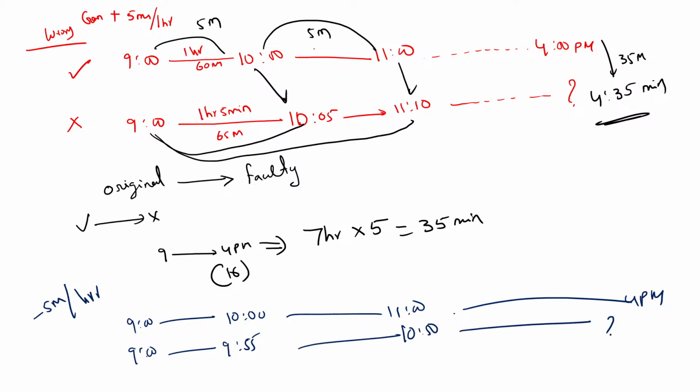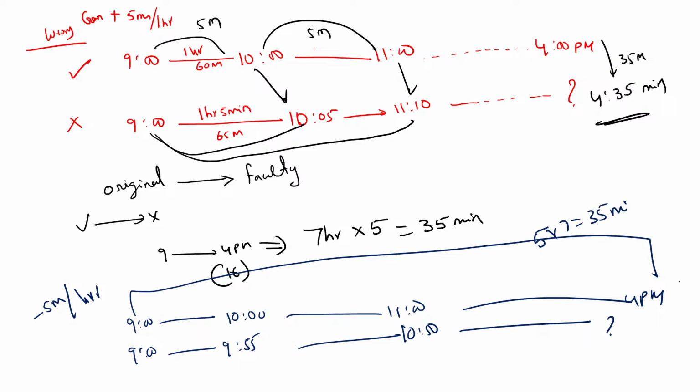Here what is happening? The same thing. It is losing 5 minutes, and how many hours are there in between 9 and 4? You are having 7 hours. So you are going to lose 35 minutes. So simply subtract 35 minutes from here, because the faulty time is less than the original time. So 4 p.m. minus 35 minutes is going to be 3:25. This is the time in the wrong clock.